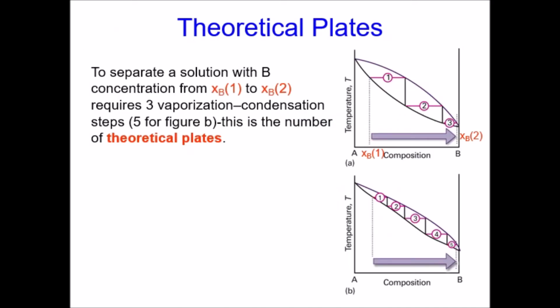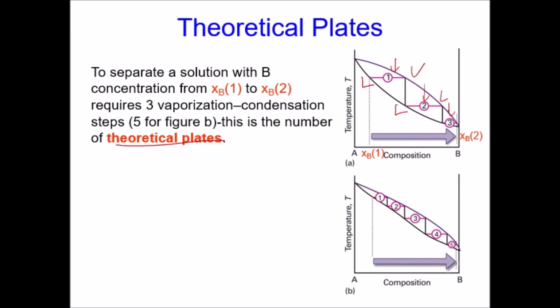As we showed before, on the phase diagram, each of these horizontal lines represents a liquid-vapor equilibrium, liquid and vapor in equilibrium, or a vaporization-condensation step. So each of these horizontal lines, or teal lines, is called a theoretical plate.